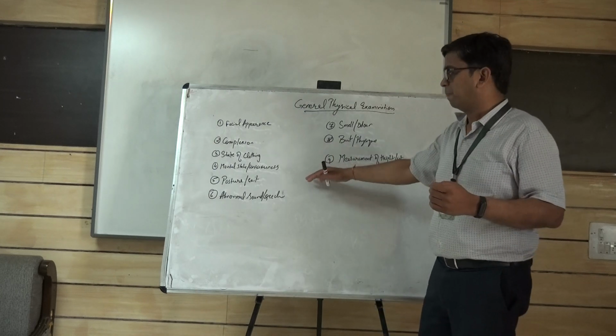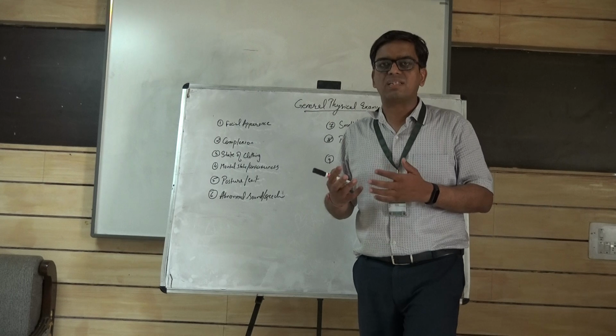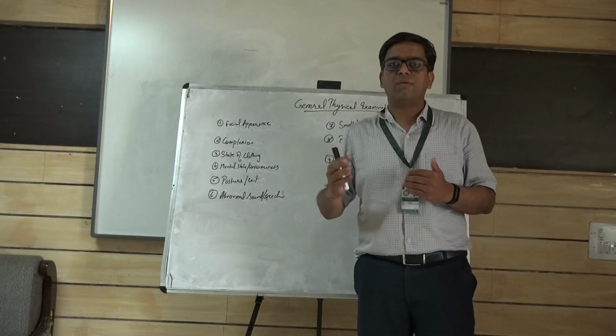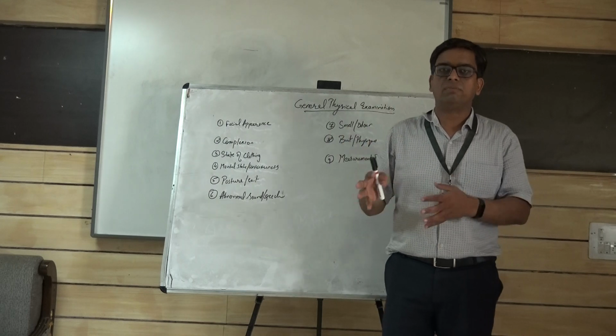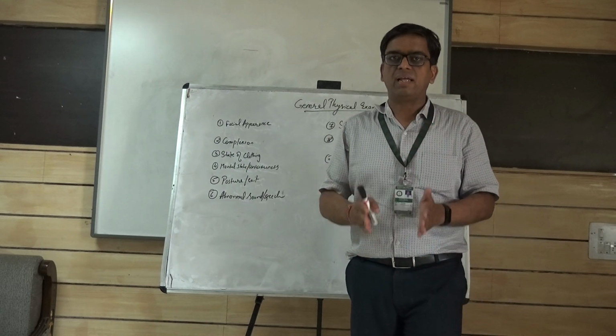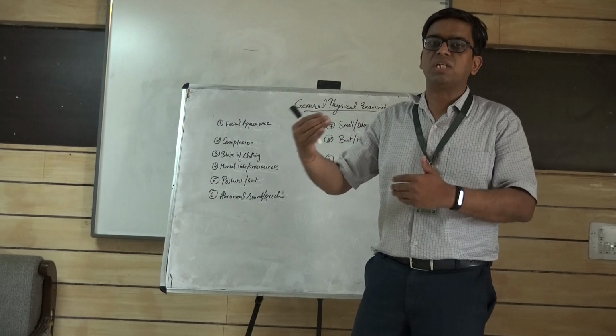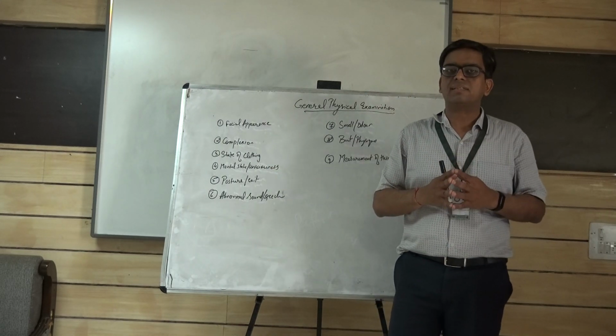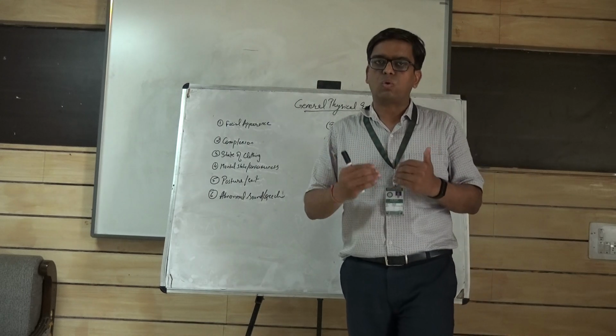Next is the posture or gait. This is a very important thing. As soon as the patient enters your chamber, you have to look for the posture and gait of the patient. How the patient is standing, that is the posture, and how the patient is walking while coming to you, that is gait. This tells us a lot about the locomotor disorders.